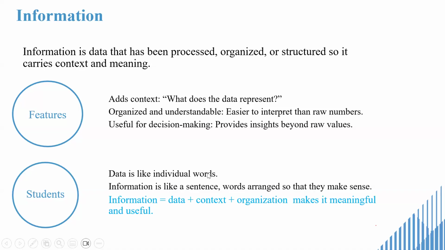We will see the example later. So data is like individual words, and information is like a sentence. If you just see a color like blue or green, it is a word, which is data, but information is a sentence: words arranged so that they make sense.